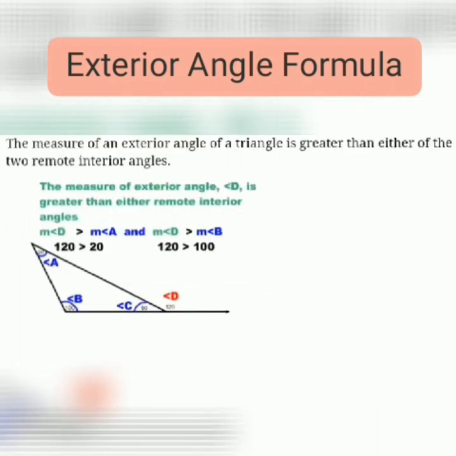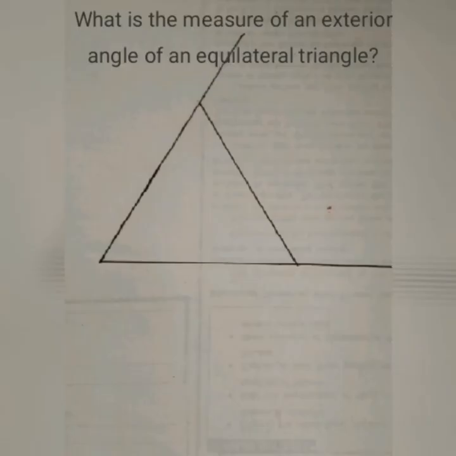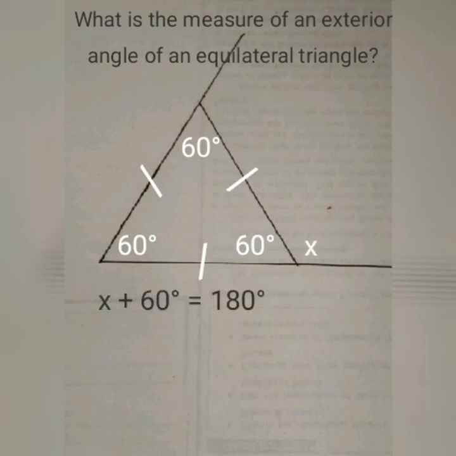The measure of an exterior angle of a triangle is greater than either of the two remote interior angles. The measure of the exterior angle is supplementary to the interior angle. So the measure of an exterior angle of an equilateral triangle is equal to 120 degrees.